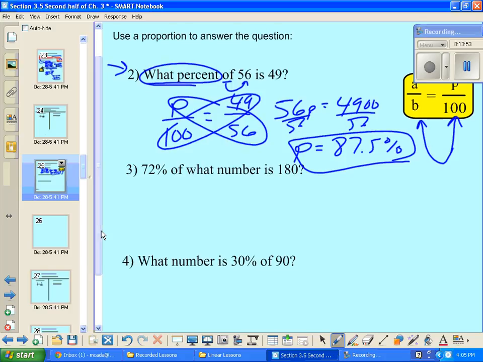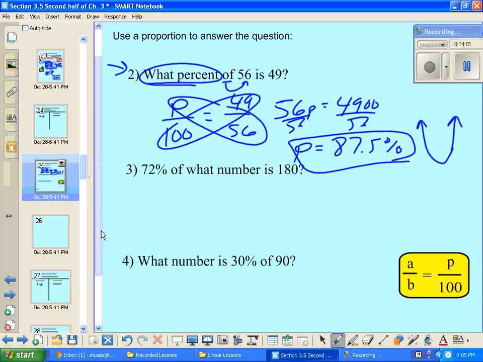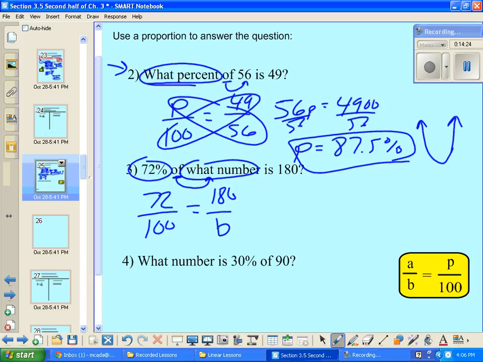Next one here, number 3: 72% of what number is 180? I'm going to bring my little yellow help down here to set up a proportion. In this case, my percent is 72. So I'm going to start this problem off by putting 72 over 100. That equals, again, the number after the word of is usually my base. In this case, it says of what number, so that's what I'm trying to find out, the base. So B is my unknown. And my leftover number is 180, so that must be the part. That's the only place it could go in my proportion. So there's my setup for this particular problem.